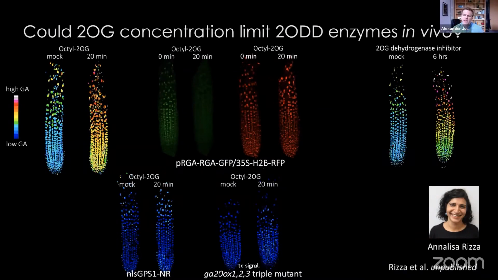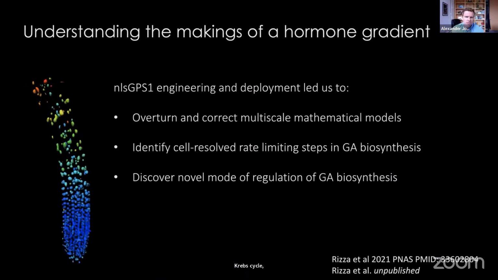And even if we provide an inhibitor of the next enzyme in the pathway in the Krebs cycle, we will accumulate 2-oxoglutarate, and we do see an increase in GA in that context. So in quick summary, with engineering GPS1 and deploying it, we've overturned and corrected multi-scale mathematical models, and this is already published. We've identified cell-resolved rate-limiting biosynthetic steps in GA biosynthesis.